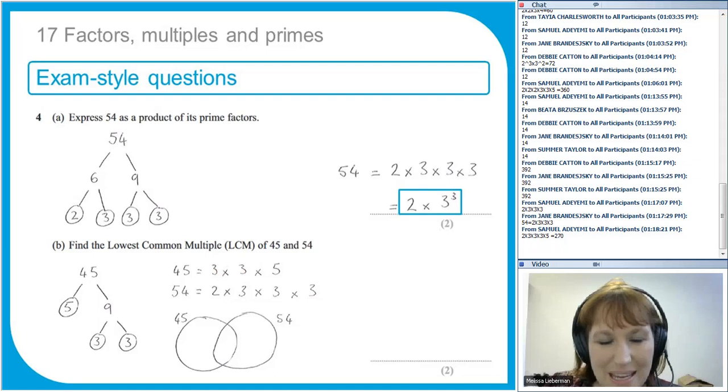So what we do is in the overlap, we want the prime numbers that are in both lists. So we've got a 3 here and a 3 here. So we put the 3 in there. We've got a 3 here and a 3 here. So we put that 3 in there.